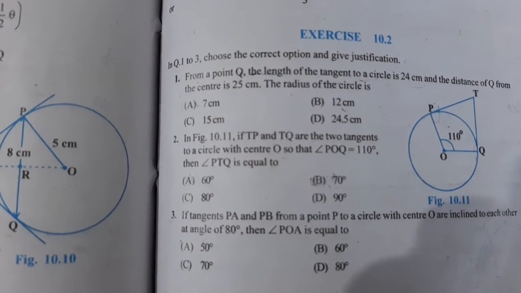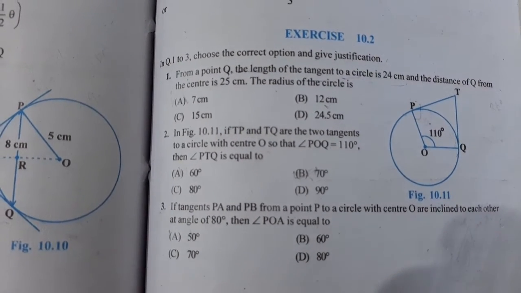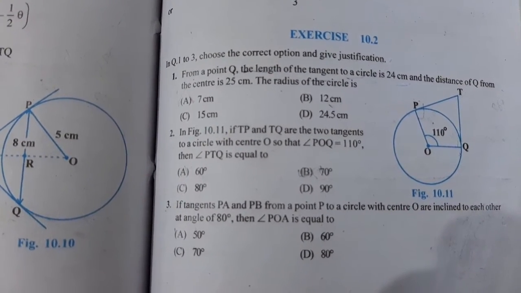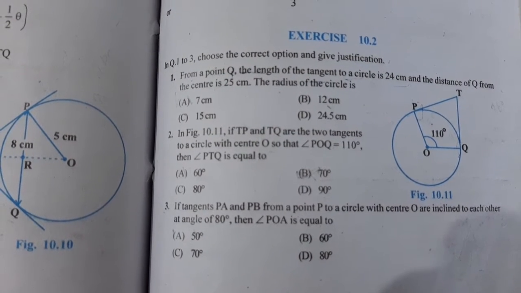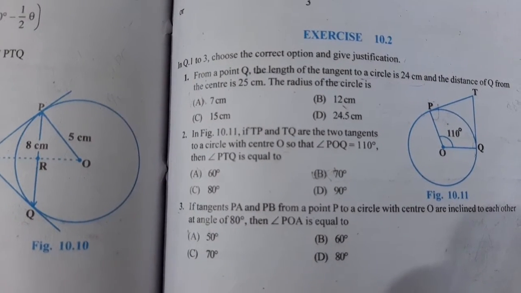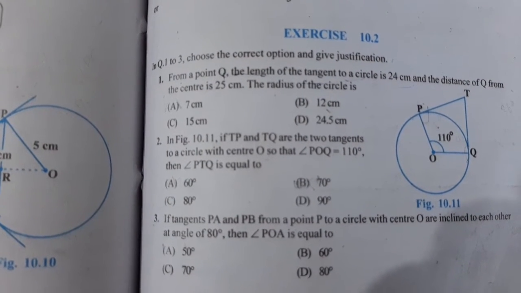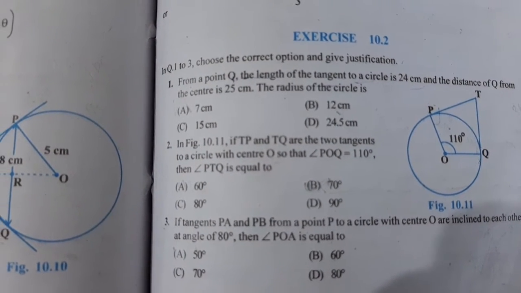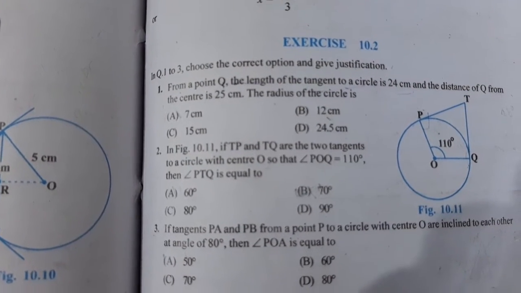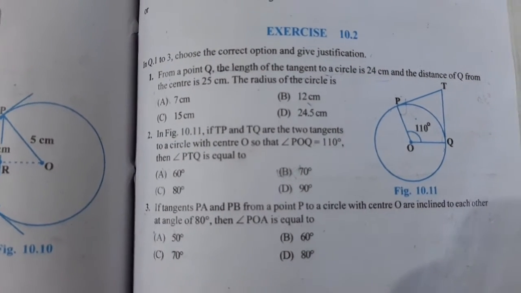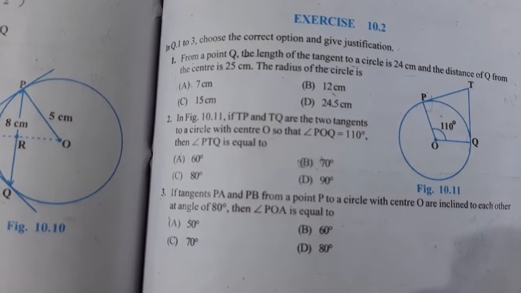Question number 1 and 2 is homework. Mark question number 1 and 2 as your homework. Question number 1 can be solved by Pythagoras theorem, which we have learned in the last session, in exercise 10.1. Now question number 2 is like question number 3. Solve question number 2 as how I am going to solve question number 3 now.